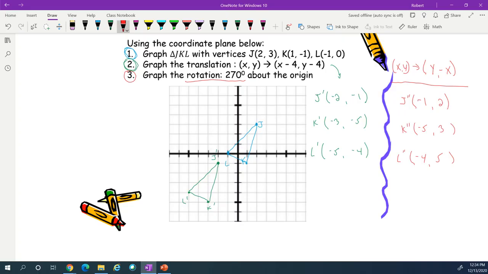Negative 1, 2 is J double prime. K double prime is at negative 5, 3. And L double prime is at negative 4, 5.